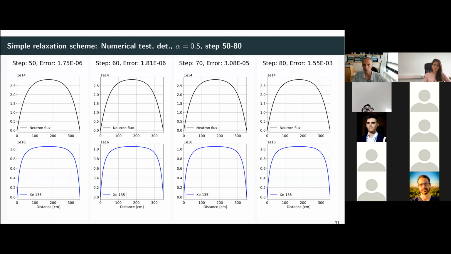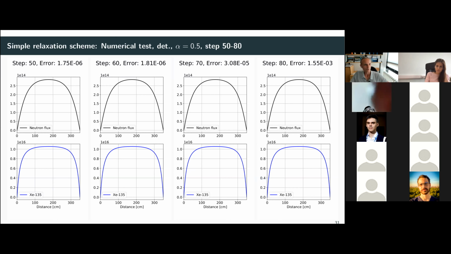You can see that the error at step 70 starts to grow. And at step 80, it becomes much larger. I mean, when you compare it between step 60 and 80, the relative error grew by 3 orders of magnitude. So something is wrong here, right?